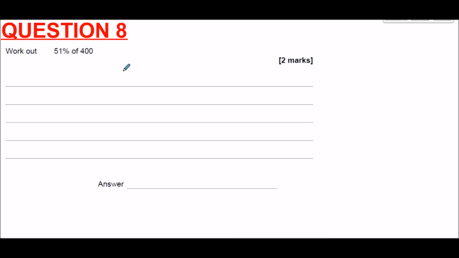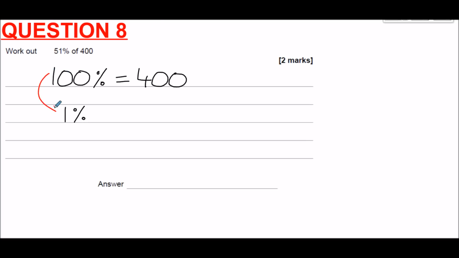Question 8. Work out 51% of 400. Well, before anything happens to any number, we always start off with 100% of a number. So 100% of 400 is exactly 400. Now if we can work out what 1% is, we can work out whatever we want. And so if 100% is 400, how can we work out 1%?